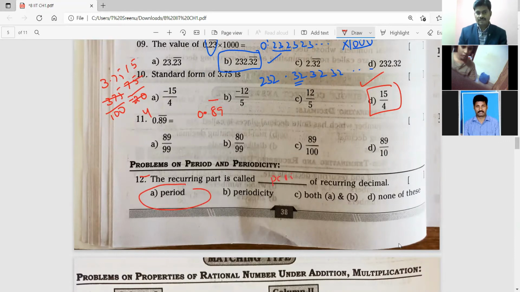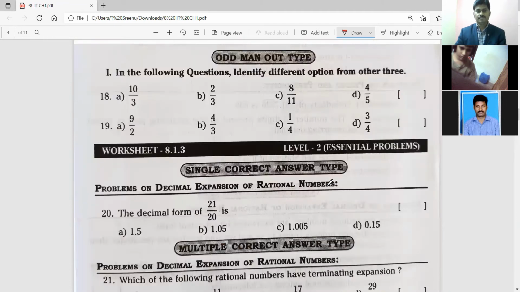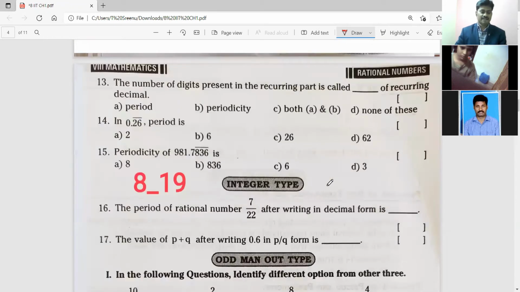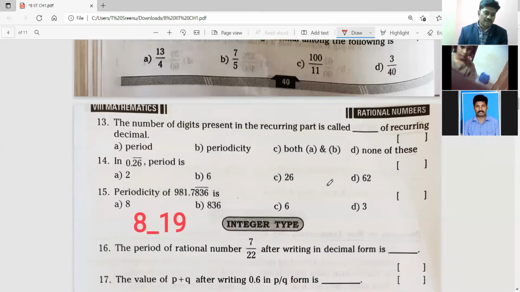The recurring part is the period. Sandeep, the recurring part is called the period, and the number of digits is called periodicity. The number of digits is called periodicity. This is periodicity.